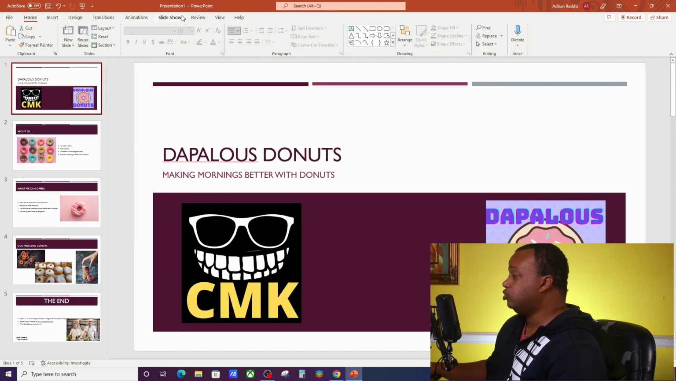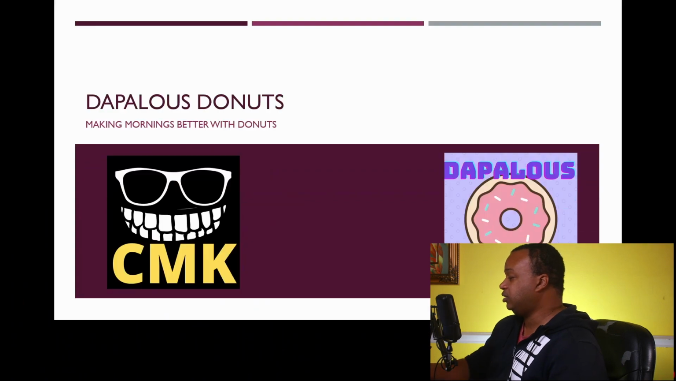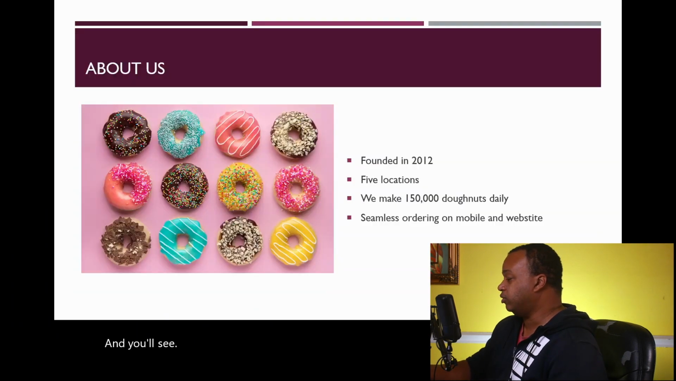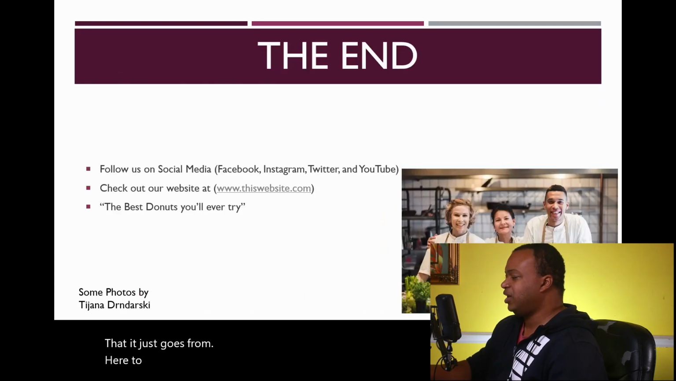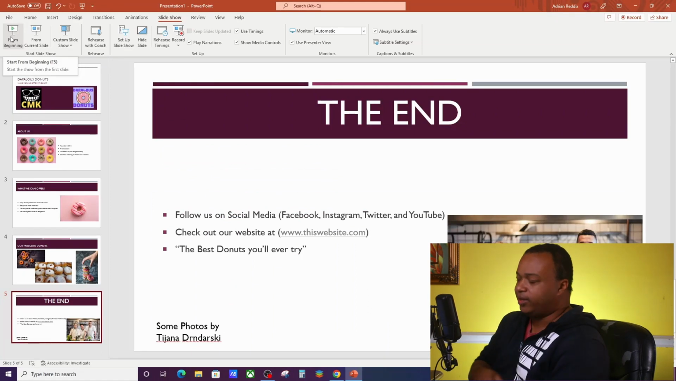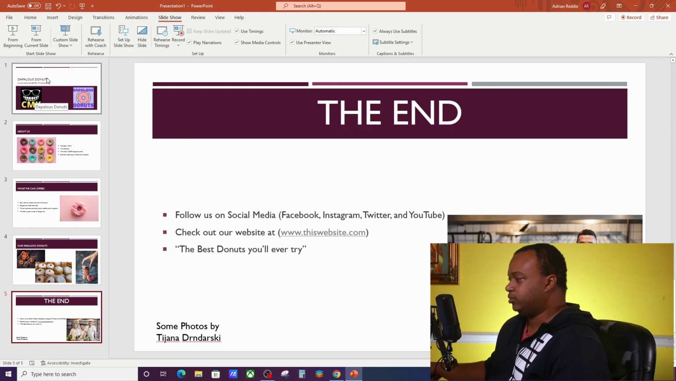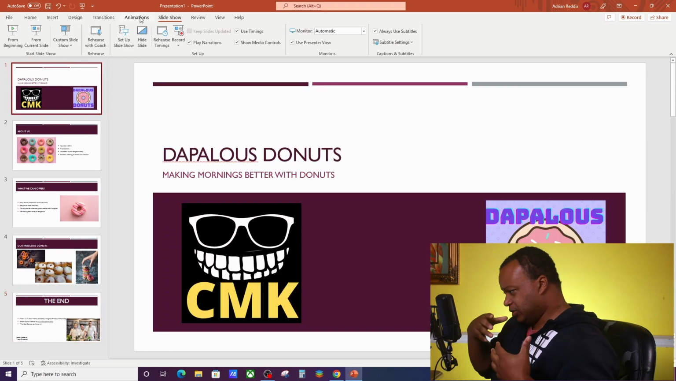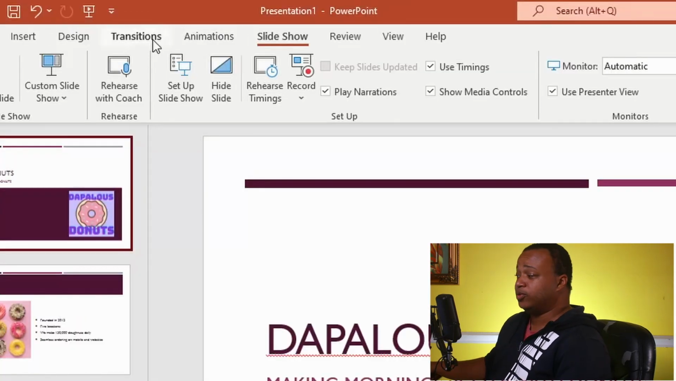So if we go to the slideshow right now and we go to start from beginning, you'll see that it just goes from here to here to here. And that's fine. If that's the type of presentation you want to do, that's okay. But what I like to do is add a little razzmatazz to it, right? So you have to know your audience, right? What transitions work well for different types of audiences?